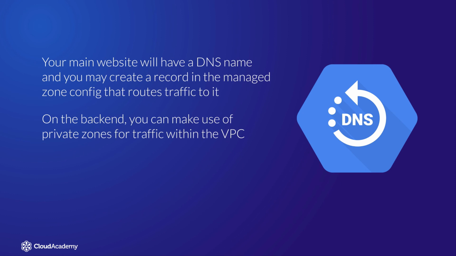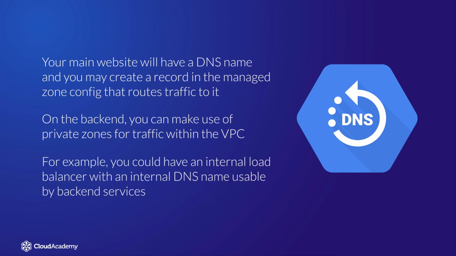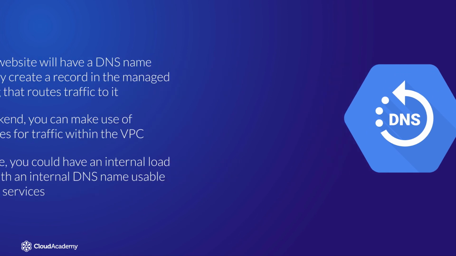On the back end, you can make use of private zones for traffic within the VPC. So for example, you could have an internal load balancer with an internal DNS name that's usable by your back-end services. Now, instead of having to configure IP addresses or have some service discovery layer, you can just use a predictable DNS name internally that's configured within the private zone and have your back-end instances talk to each other that way.